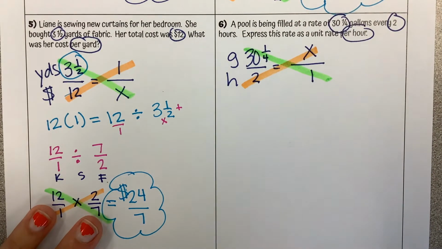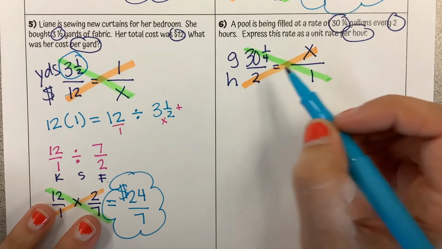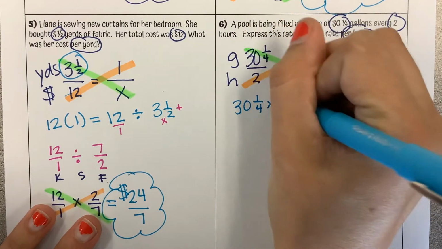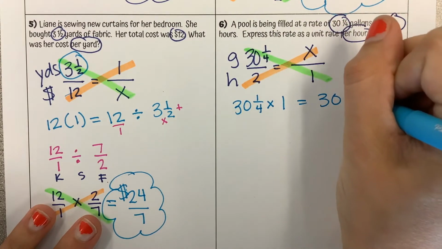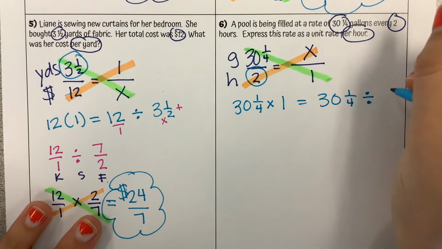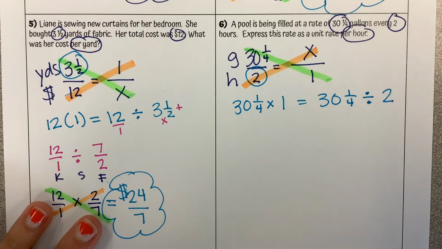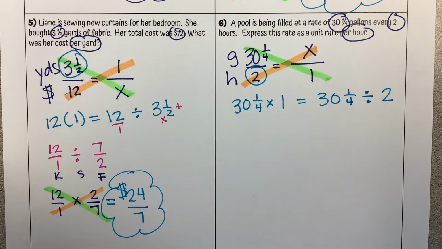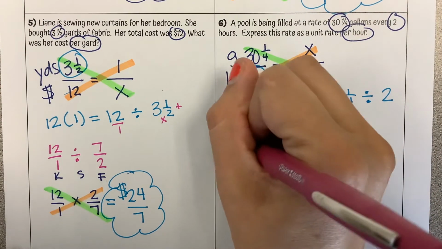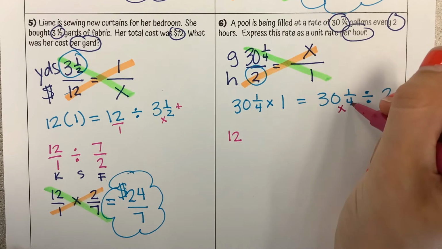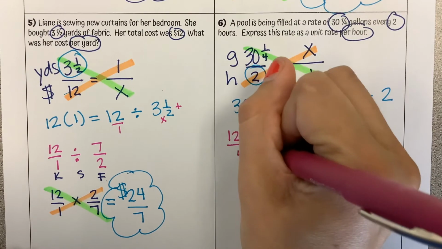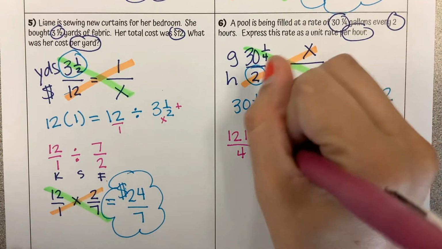and we can solve. So I'm multiplying the 2 numbers in the diagonal together. 30 1/4 times 1 is just 30 1/4. And then we are dividing by the number in the same diagonal as the variable, so we're dividing by 2. Before I keep it, switch it, flip it, I am turning this into an improper fraction. 30 times 4 is 120, plus 1 is 121 over 4. Divided by 2 as a fraction is 2 over 1.